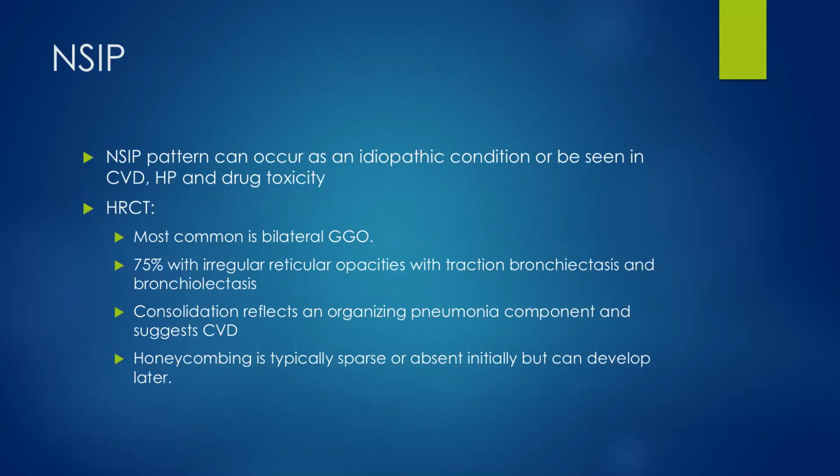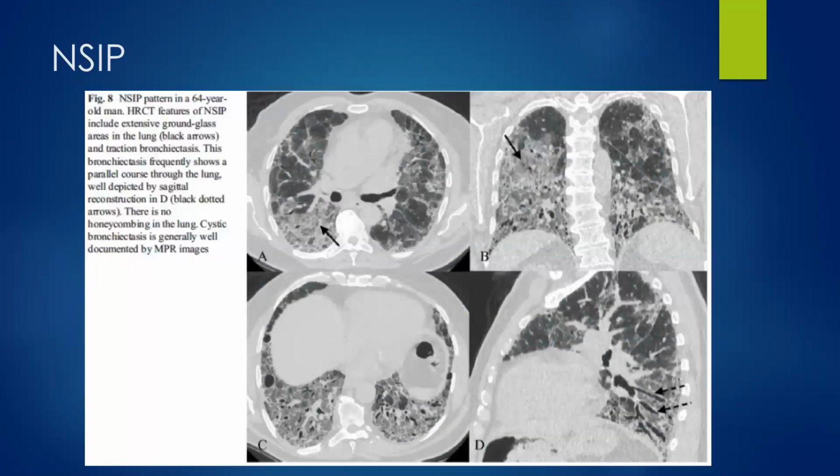Okay. NSIP, now we're going into more inflammatory. Most people don't know what NSIP is when I say it. It's non-specific interstitial pneumonitis. It's a pattern, all right? It can be idiopathic, so then it's just called NSIP, or it can be seen with drug toxicity, hypersensitivity pneumonitis, rheumatologic conditions. And it's all ground glass. Ground glass, not really much in terms of honeycombing.